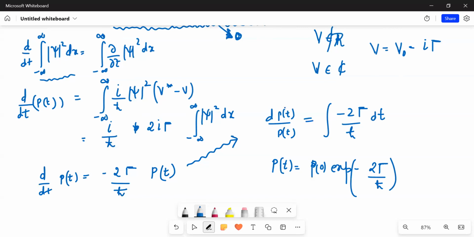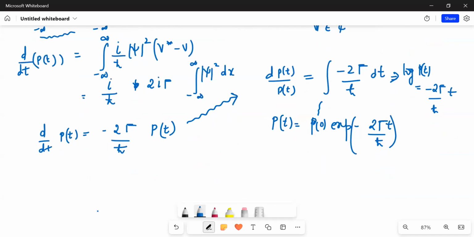You can integrate; this will be log. You take that log here, so you take an e here. Is that clear? I mean, if you integrate this, I'll write it here. So if I integrate, I'll get log of P(t) is equal to minus 2 gamma upon h cut times t. You take e here and you take some constant. Let's say at time t equal to 0, the probability I know. So this will represent some constant. I'm writing it as P0.